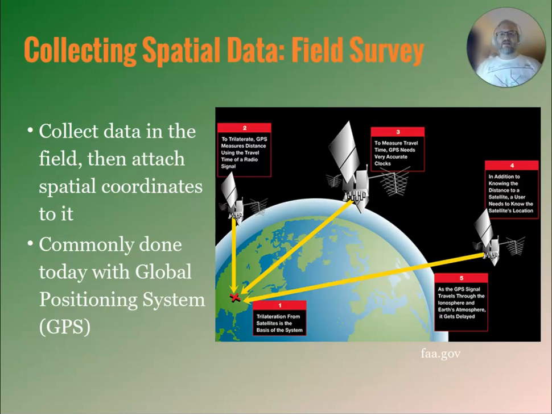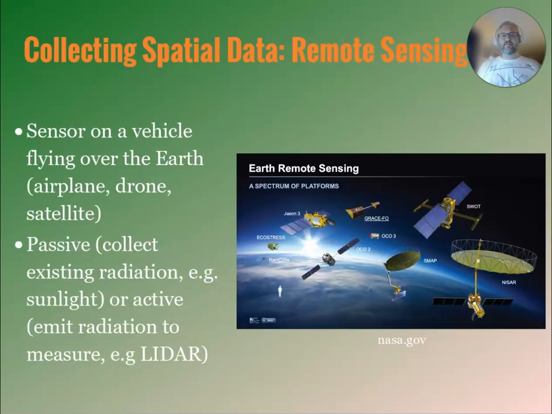That gives you your latitude and longitude coordinates, and then when you have those coordinates, you associate them with whatever other data you have about the place you are, right? The temperature there, the rock type there, whatever it is you're gathering data about. So that's one way that we can collect spatial data.